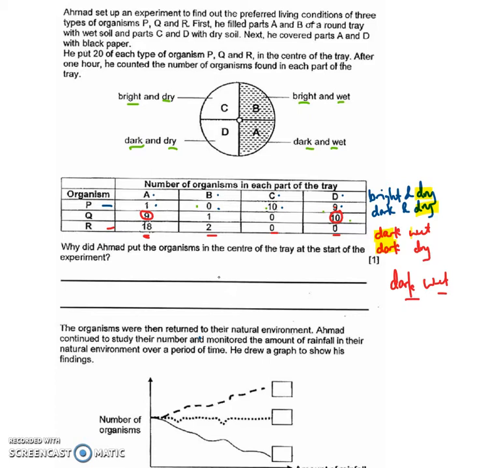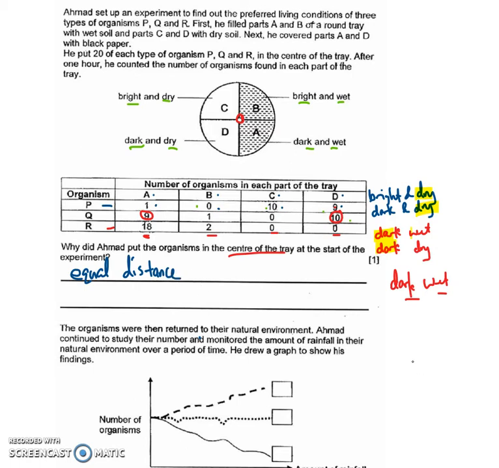So let's look at the first question. Why did Ahmad put the organisms in the center of the tray at the start of the experiment? Okay, so why did he put them at the center of the tray? So the answer is the organism will have to move an equal distance to all parts of the tray.